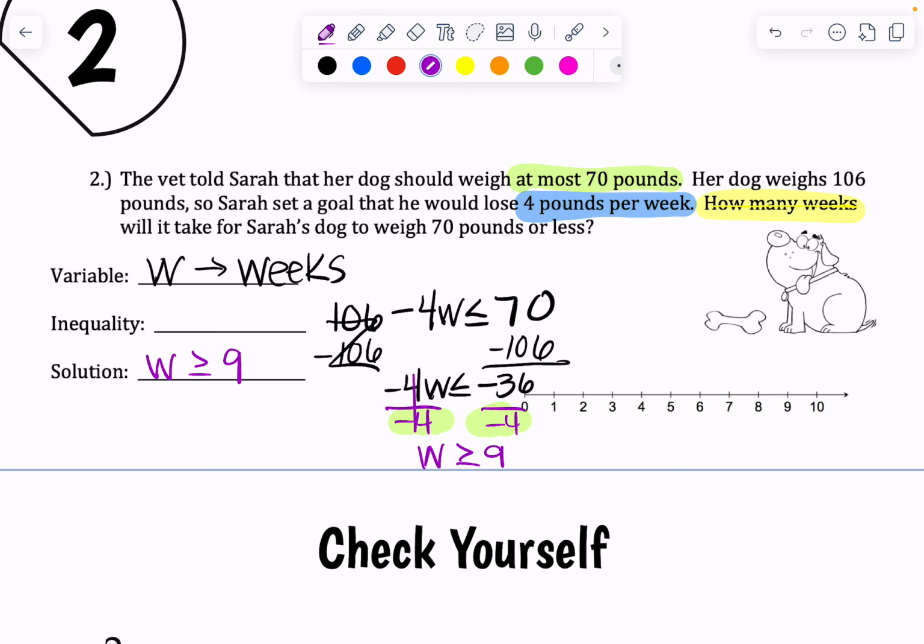So when you have a word problem and you're trying to set up an inequality, you want to figure out what your variable is representing. Then you're going to write your inequality and use those keywords to help you, and then you solve your inequality.